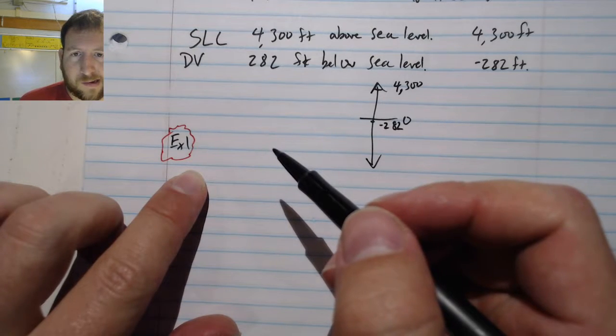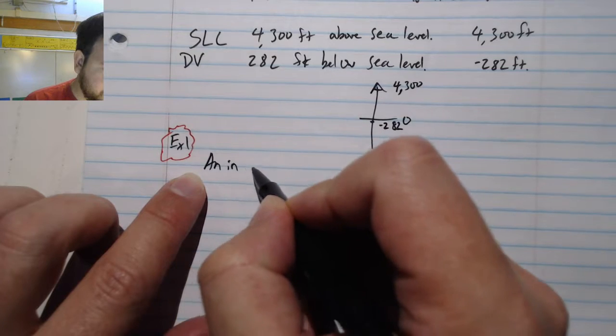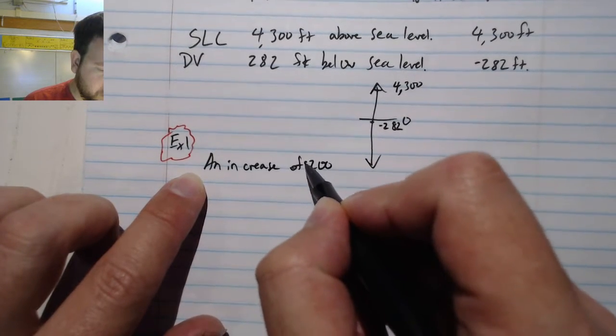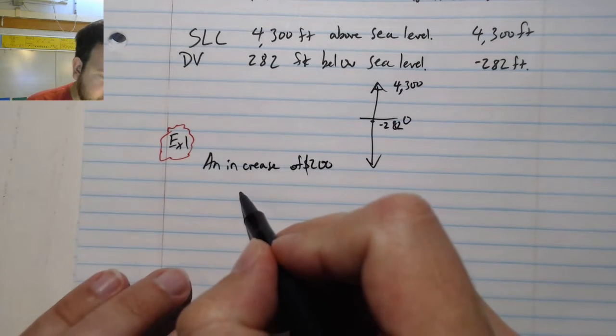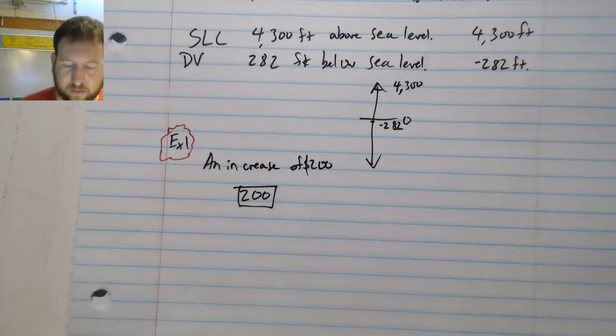Okay, example 1 goes like this. An increase of $200. Okay, so that means that I'm going to the right and I'm going to stay positive. So I would just write this as 200. Okay.